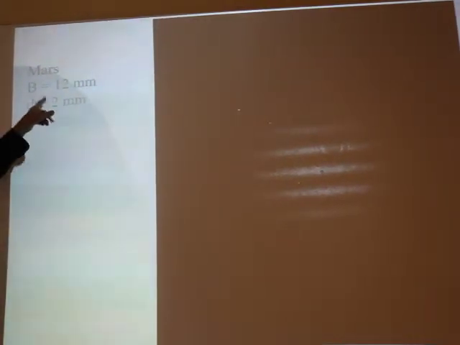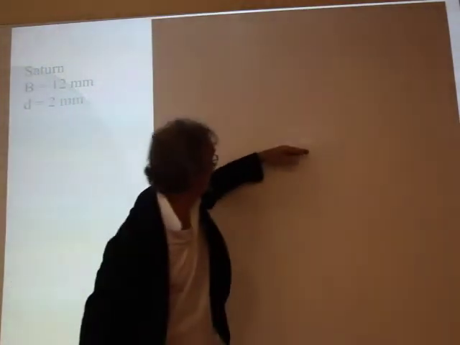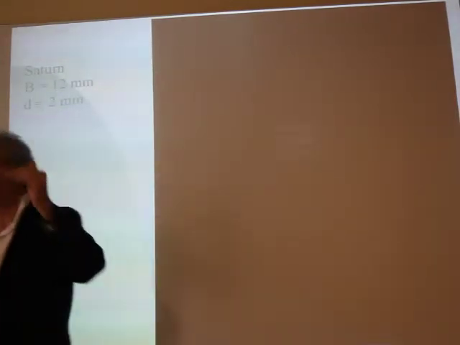After, we looked at Mars. Here you see the baseline is 12 millimeters. Then Saturn, I see some fringes here. It's very difficult to see them, with a separation of 2 millimeters. In fact, the contrast, the visibility, here is 1. Then after we increased the baseline to 12 millimeters, and when we measured, the visibility was dropping down, showing that we were resolving Mars. Yes?